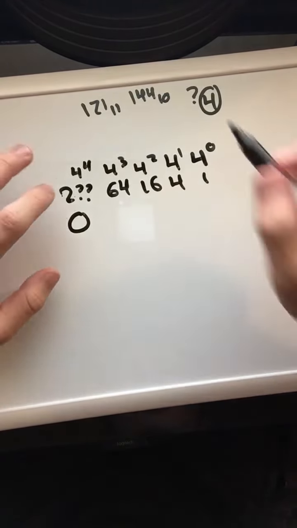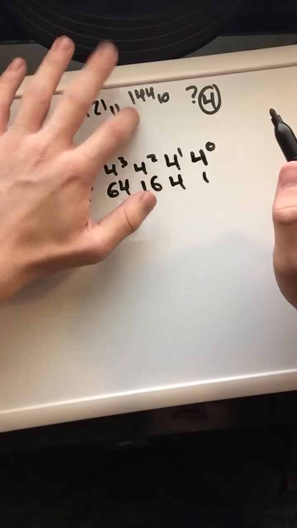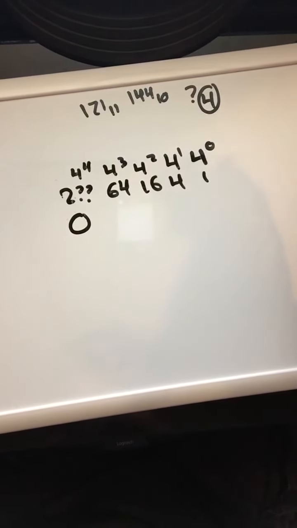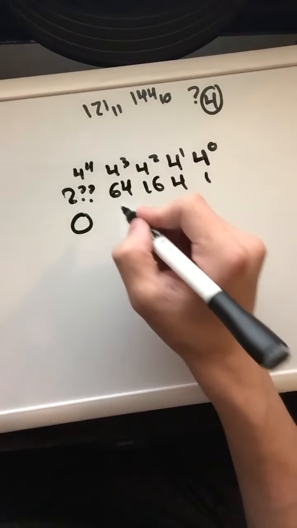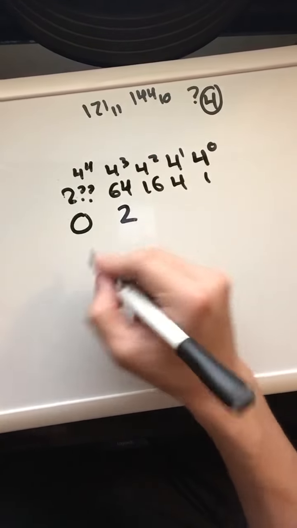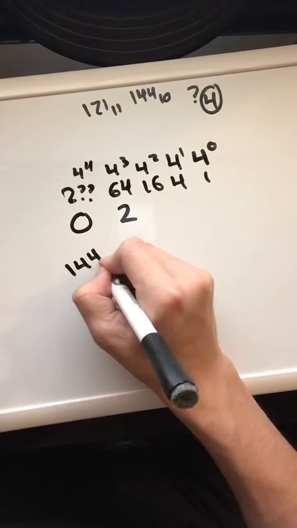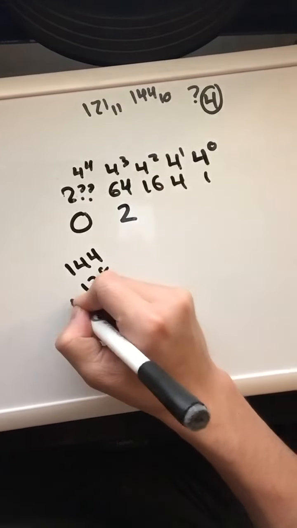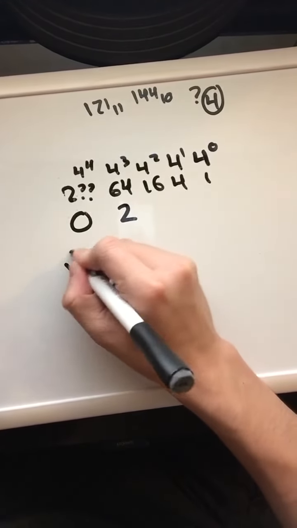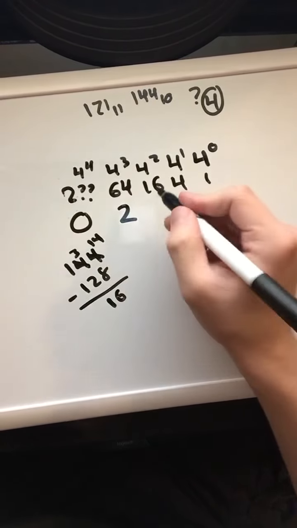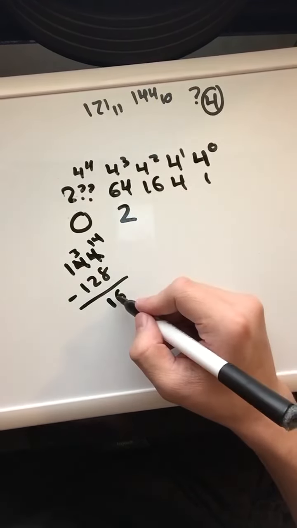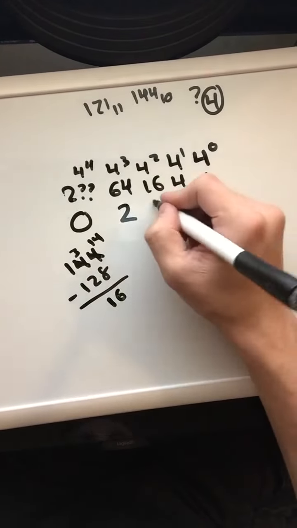That's where we stop. How many times can this big number go into 144? Obviously none, because it's over 200 and it's way too big to fit into 144. How many times can 64 go into 144? Twice. Now we take those two groups of 64 out of 144. How many times can 16 go into the 16 we have left? 1.